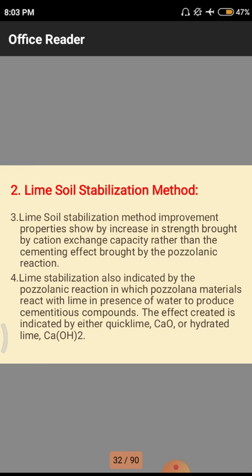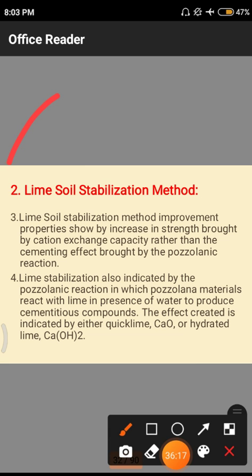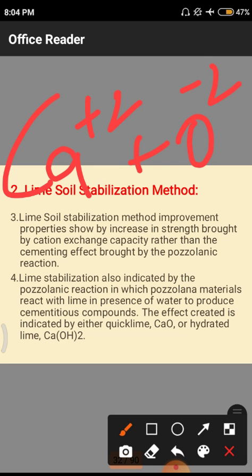And the next one is the stabilization method that improves the properties by increasing the strength by cation exchange. Here we have to show the cation. Normally Ca2+ and O2-. These are the cations and anions. Here the positive symbol means cation, the negative symbol means anion.